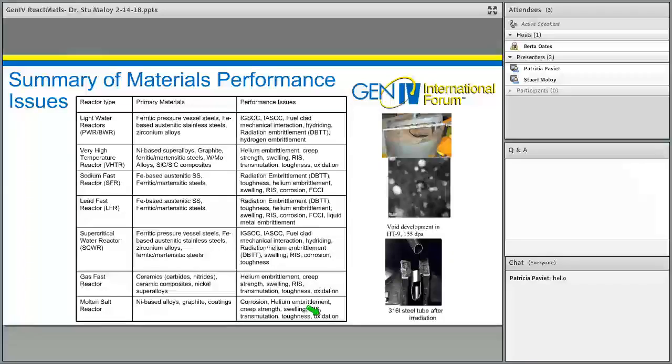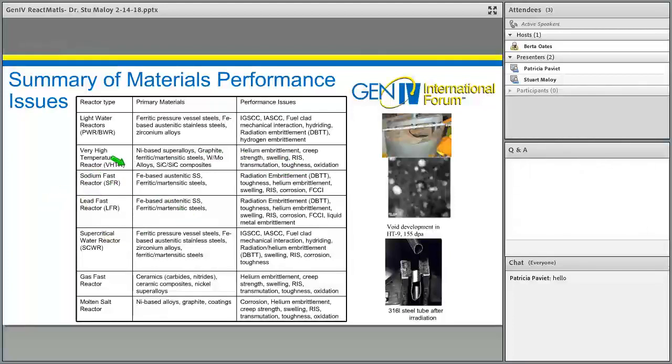So all these can lead to different performance issues that I've summarized here, from issues for light water reactors to the thermal, or the very high temperature reactor, and the supercritical water reactor, where helium embrittlement or creep strength can be an issue, and swelling could be an issue at high temperatures.